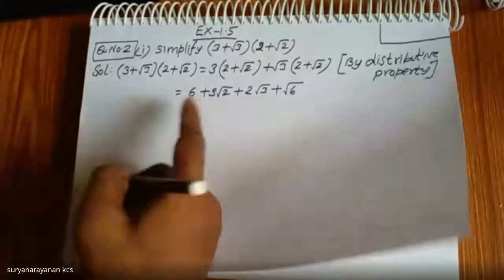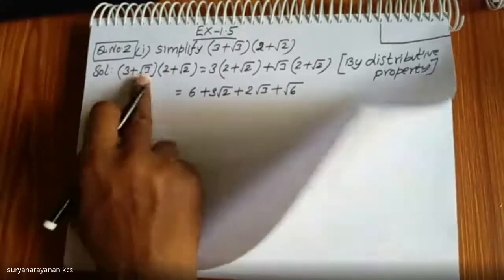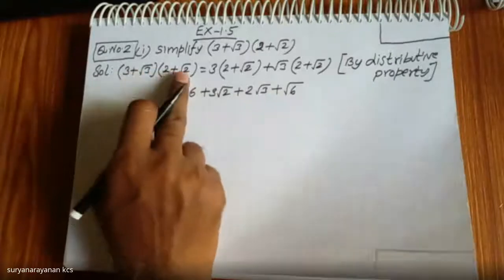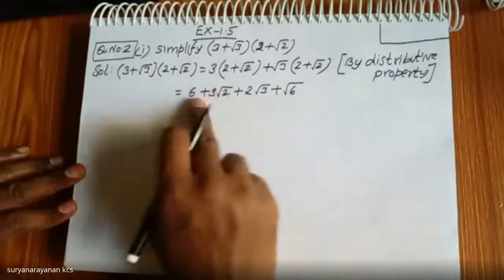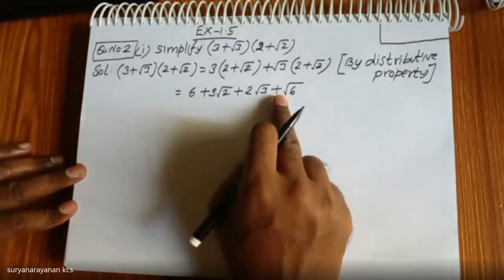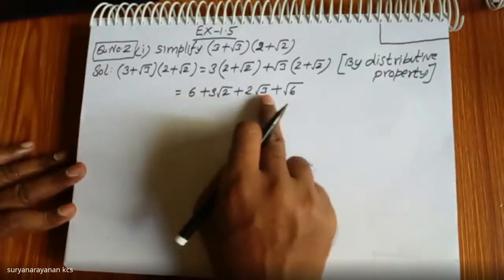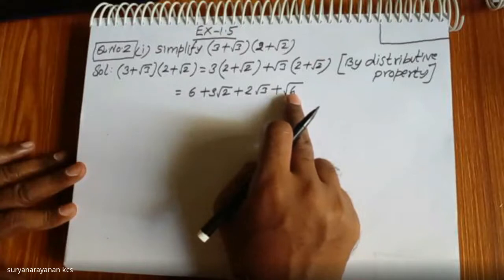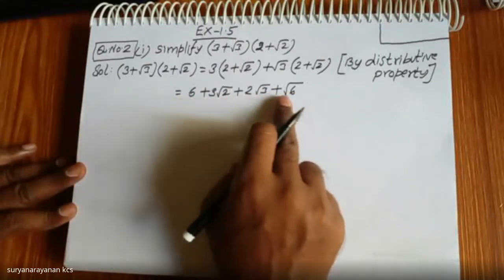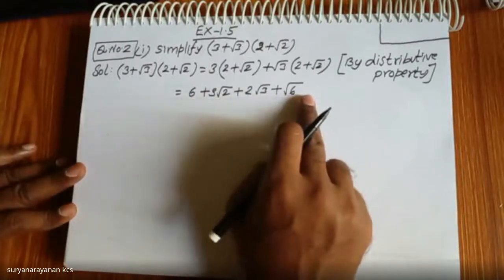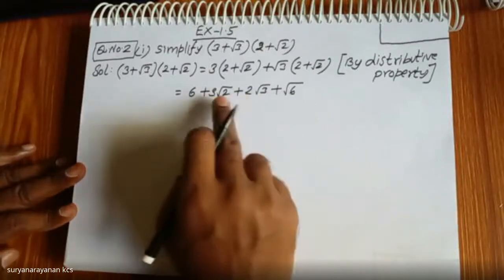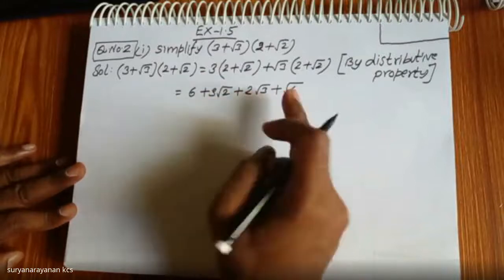That's all. This is the product of these two irrational numbers. Here there are no like terms. Previously I told you, you have to imagine all these terms as terms in an algebraic expression. All the terms are unlike terms. If there are any like terms, we can add or subtract them.